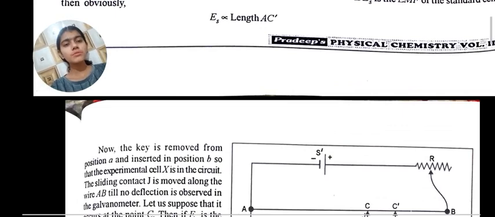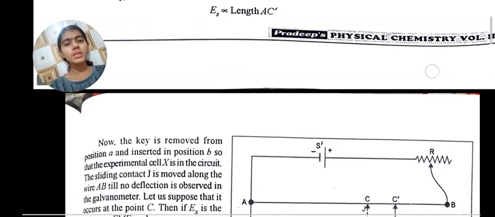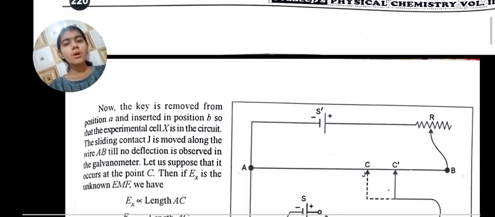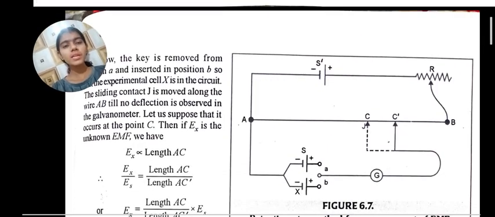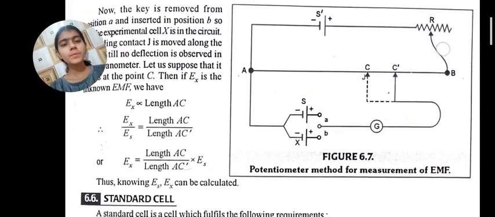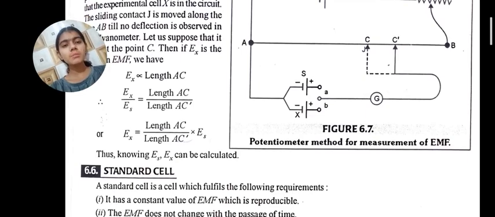Now the key is removed from position A and inserted in position B so that the experimental cell X is in the circuit. The sliding contact J is moved along the wire AB till no deflection is observed in the galvanometer. Let us suppose that this occurs at the point C. Then if Ex is the unknown EMF, we have Ex directly proportional to length AC. Ex/Es = length AC / length AC'. Thus, knowing Es, Ex can be calculated.